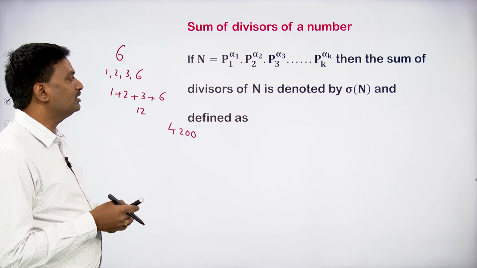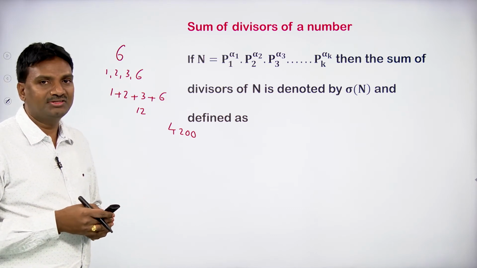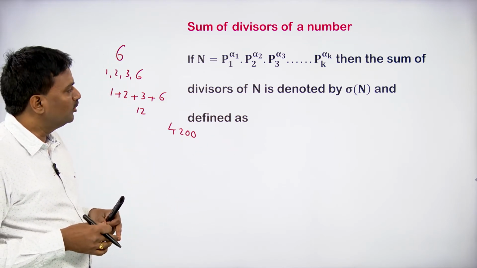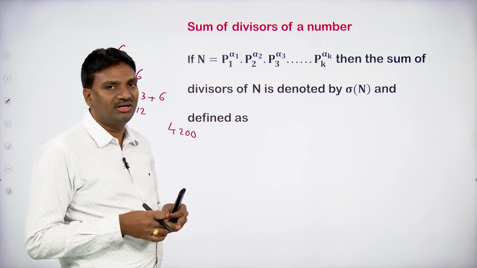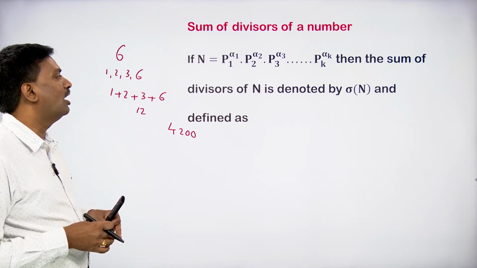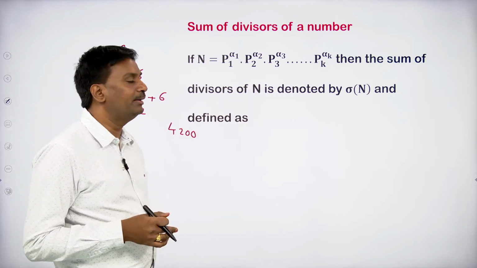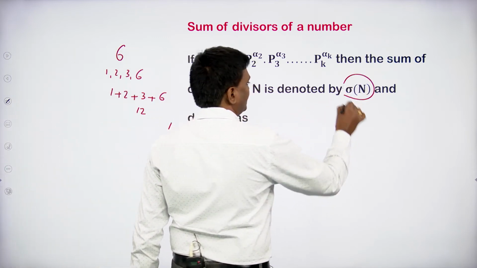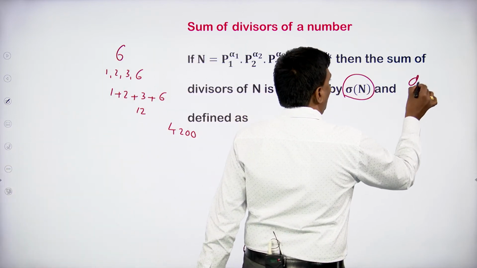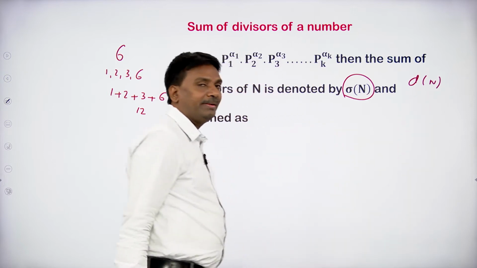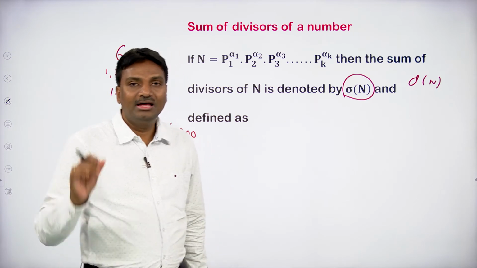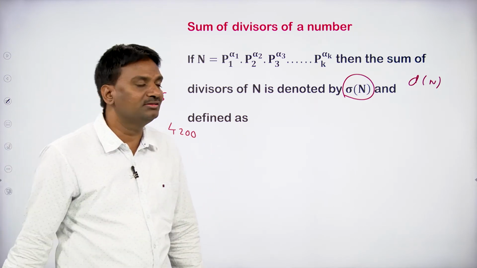So here also, first we have to express the given natural number as n equal to p1 power alpha 1 into p2 power alpha 2 into p3 power alpha 3 into so on pk power alpha k. Then the sum of divisors of n is denoted by sigma n. D of n represents small d of capital N, the total number of divisors of n. Sigma n represents the sum of all divisors of n.